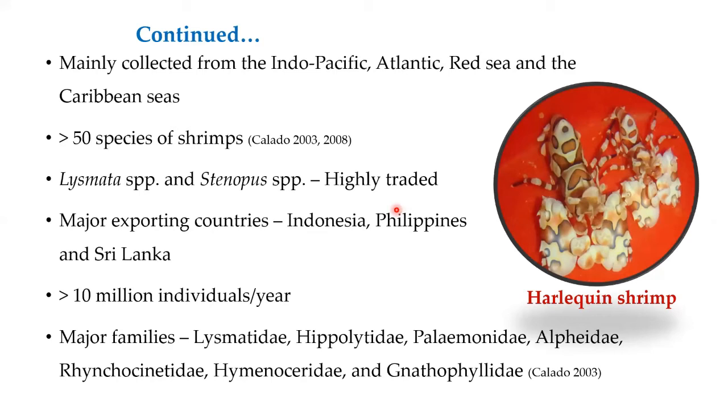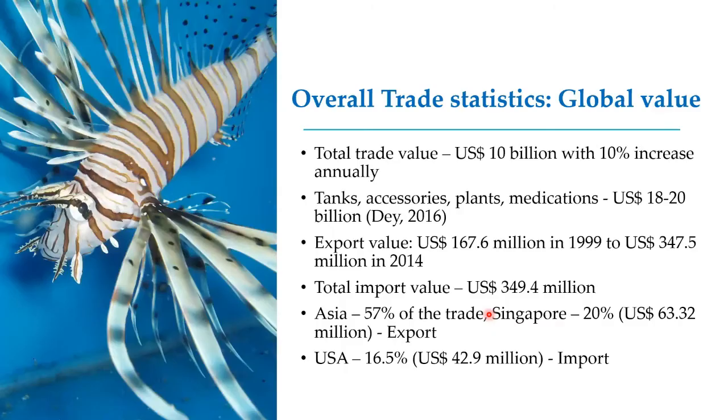The major exporting countries, like for all other fishes, are Indonesia and the Philippines at the top, followed by Sri Lanka in exporting. But here, most of the Sri Lankan exports are coming from the Maldives, because the Maldives are not exporting the fishes or shrimps directly, and they send most of them to Sri Lanka, and from there it gets dispersed. So almost 10 million individuals per year have been documented in the trade. There are a few families that are involved.